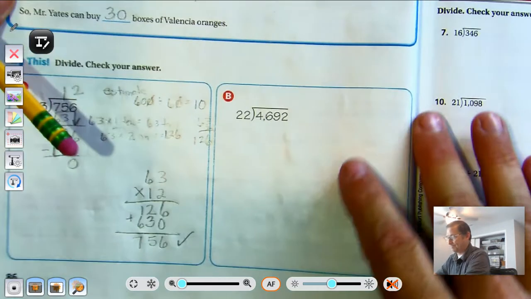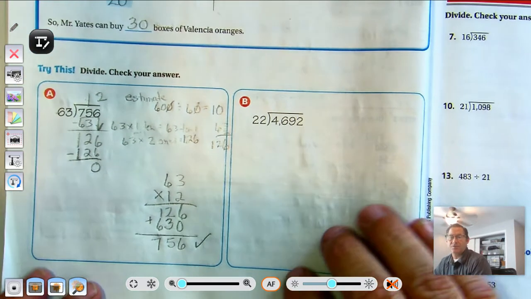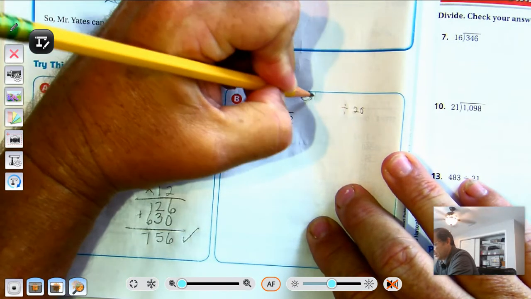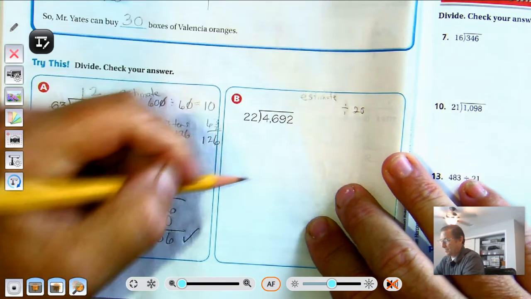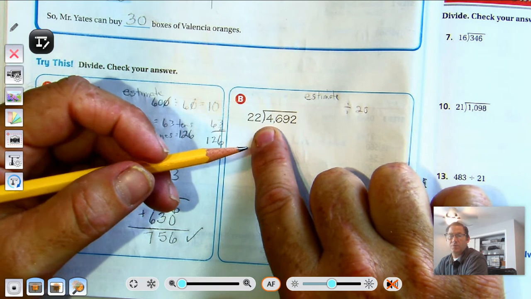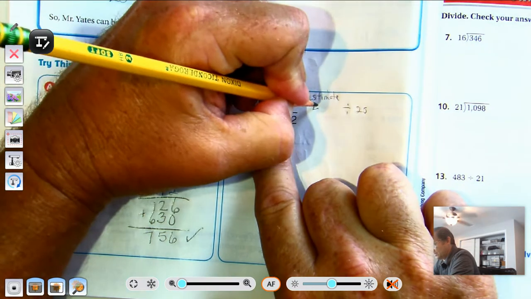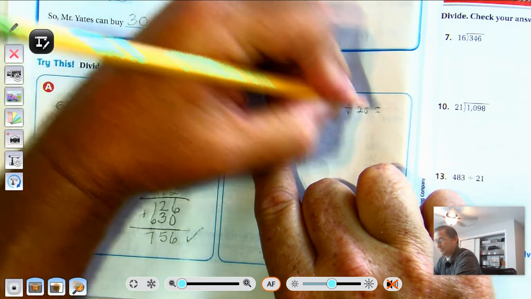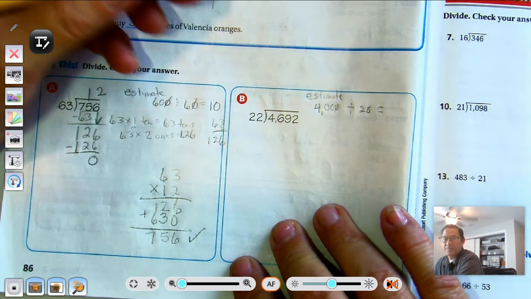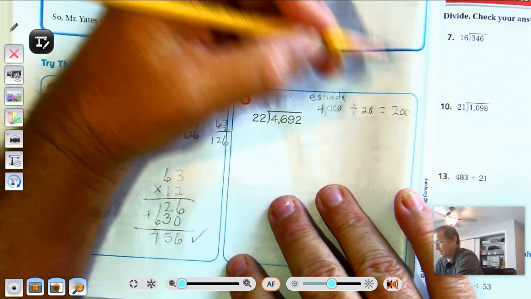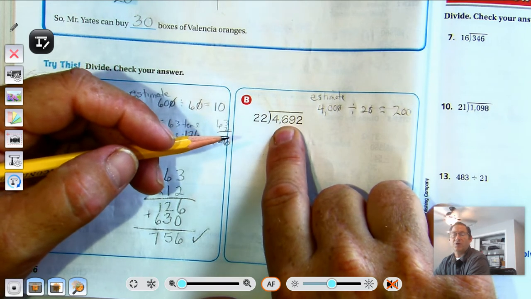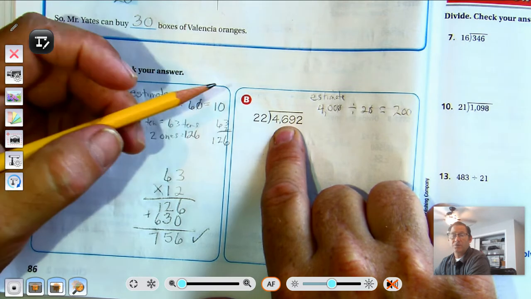All right, B. 4,692 divided by 22. My estimate, I will change the divisor to 20. And I'm going to keep the first digit 4 because 4 is a multiple of 2. And I'm going to change 4,692 to just 4,000. Okay, let's eliminate the end zeros. And we have 400 divided by 2. Well, that's 200. So we would expect our first digit to be in the hundreds place, because it's 200.